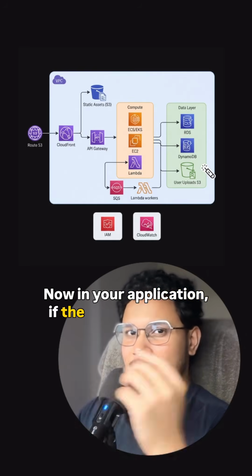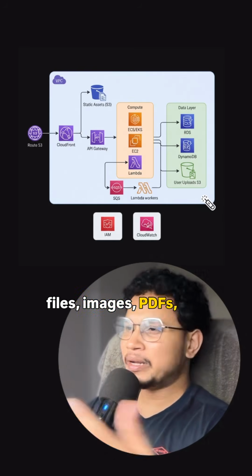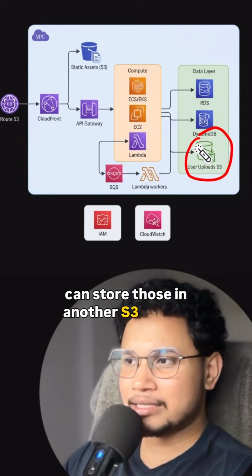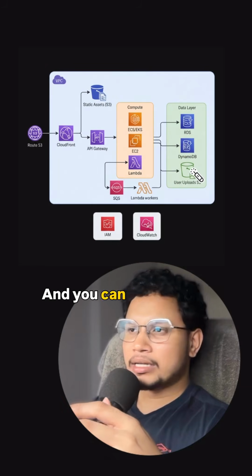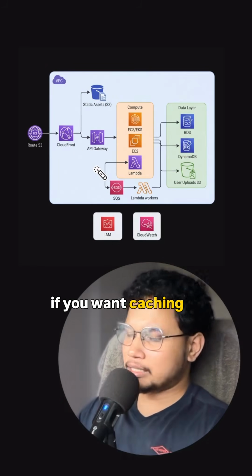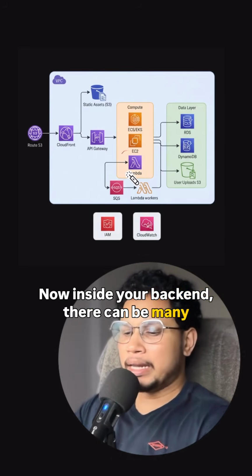Now in your application, if the user is uploading files, images, PDFs, you can store those in another S3 bucket, or you can use the same S3 bucket, and you can serve those assets back through CDN if you want caching, or directly.